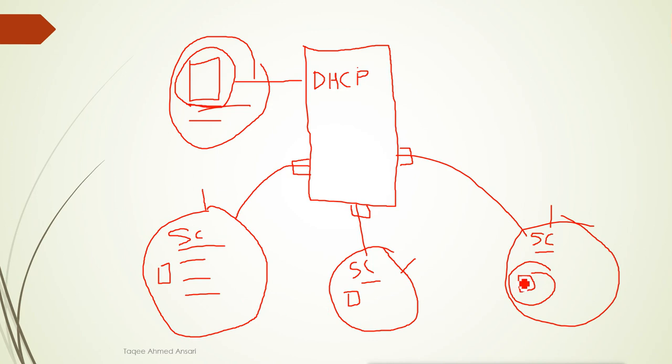But the scope option is separate for each scope. Each scope has its own router address. They are separate, but they also have the common configuration, and the common configuration comes from the server options. The scope option will only be for that scope. It will not apply to the other scopes, but the options which we configure in the server options will apply to every scope, and will be common for all the scopes.